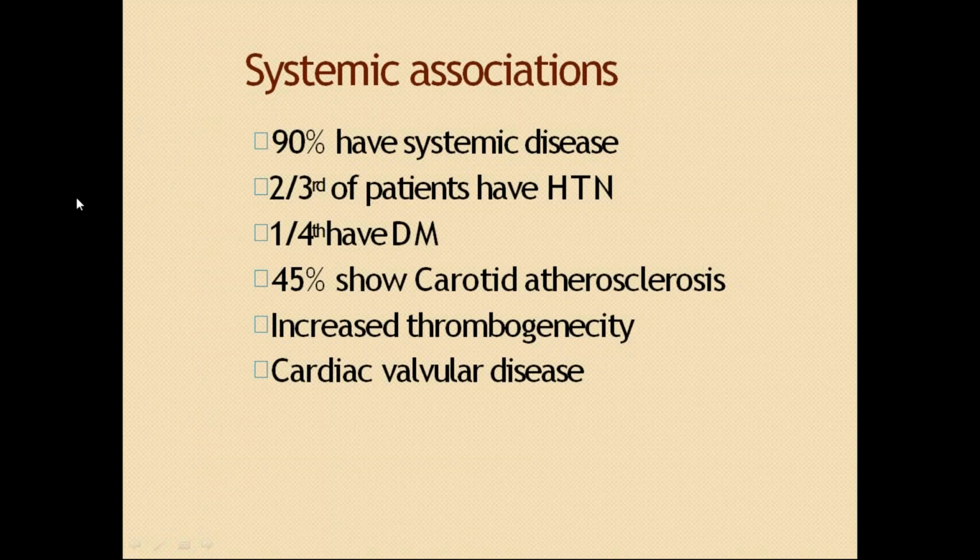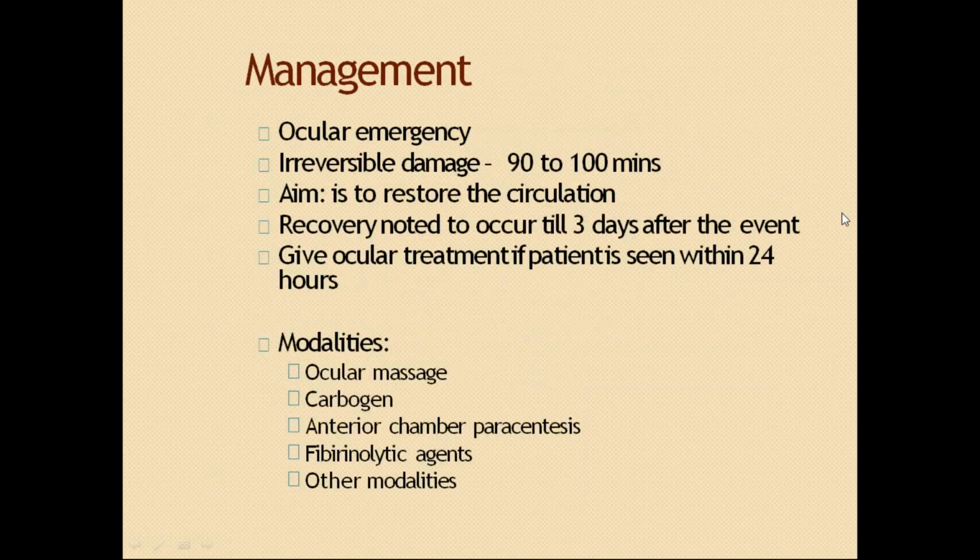What happens in this? There will be a lesion, either in the lamina fibrosa or a little bit posterior to the lamina fibrosa. So what are the systemic associations? I already told you the patient will have hypertension, diabetes, carotid atherosclerosis, cardiac valvular disease. All these things, including giant cell arteritis, will be associated with central retinal artery occlusion.